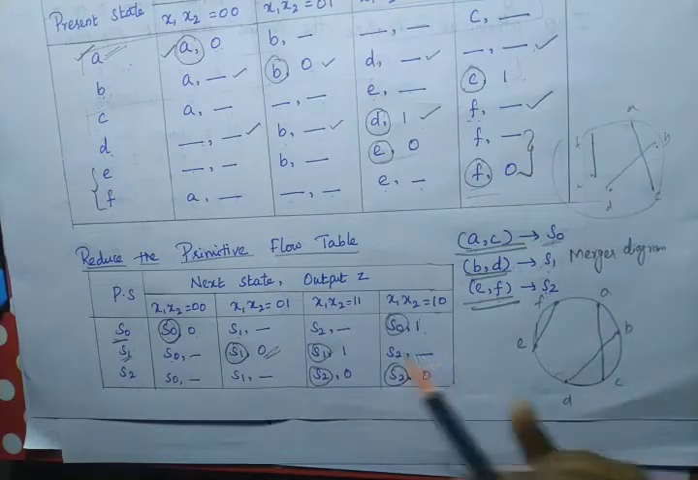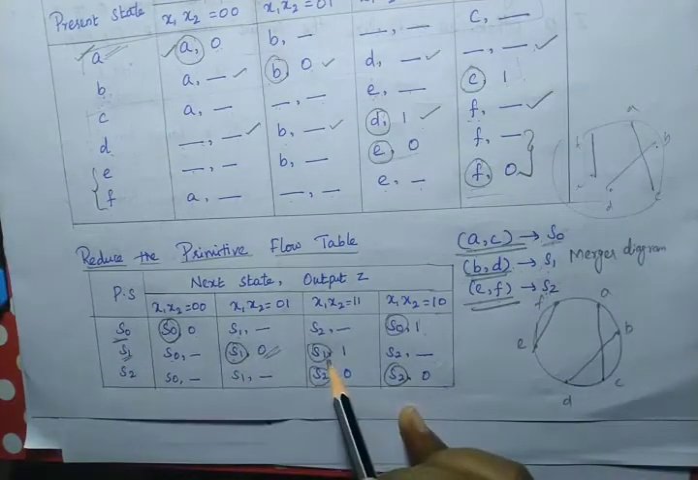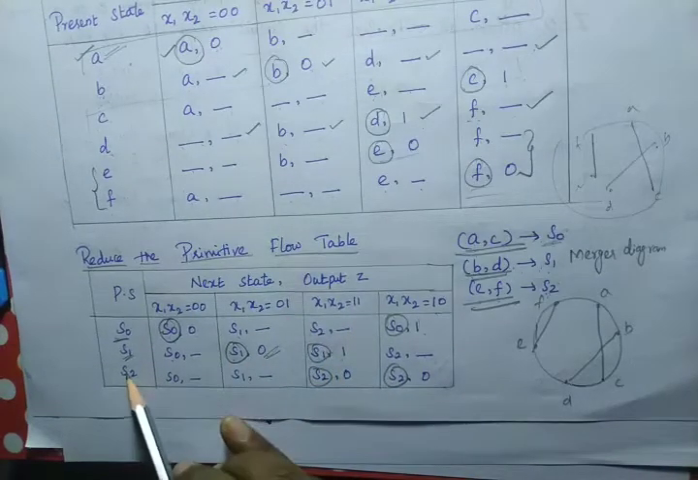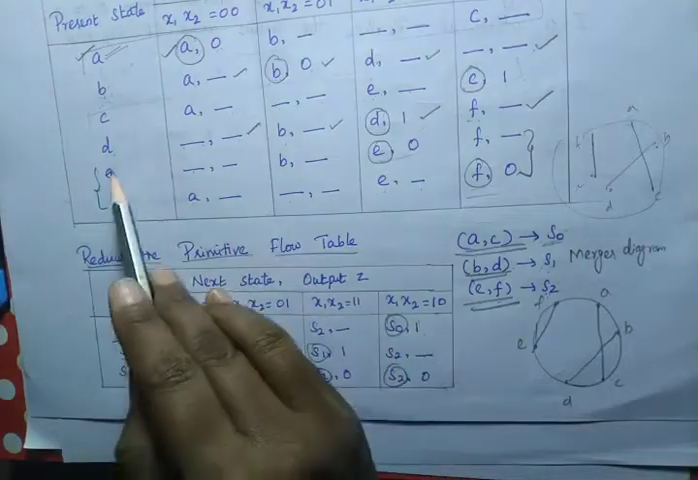So S2, dash. We are getting S1 here, that is for 0,1 and 1,1. So we have to represent the outputs here. Then S2.